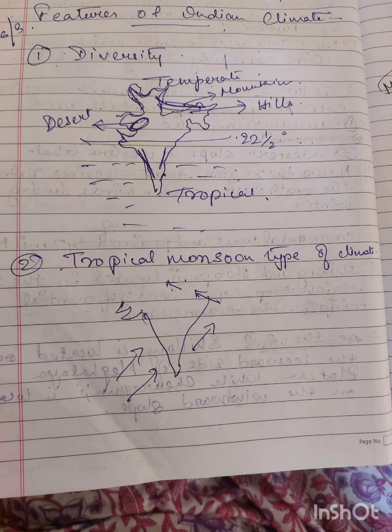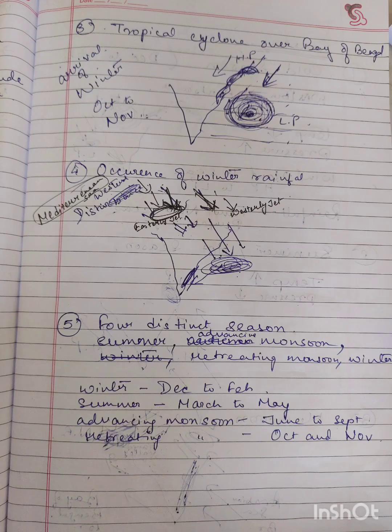Now next, in the second diagram, the tropical monsoon type of climate, which is a feature of Indian climate, is shown: how the Arabian Sea branch and the Bay of Bengal branch are divided, and the Arabian Sea branch hits the western Ghat through the eastern Ghat.